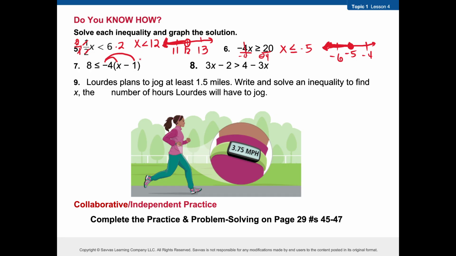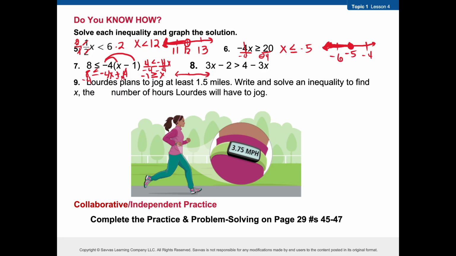Number 7, distribute. 8 is less than or equal to -4x. Negative times negative, +4. Subtract 4 from both sides. 4 is less than or equal to -4x. Divide by -4. 4 divided by -4 is -1, greater than or equal to x.